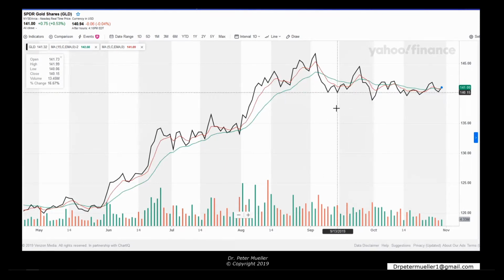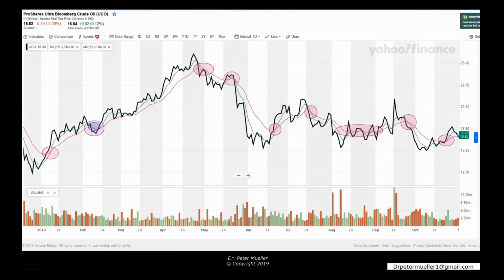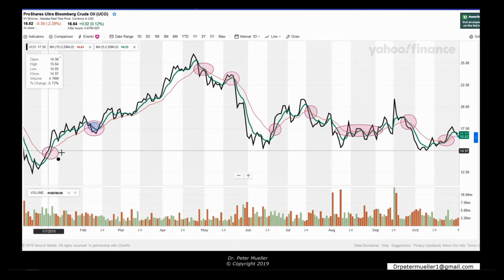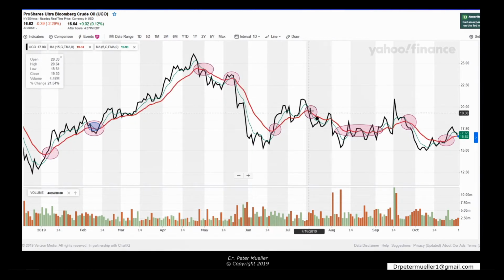In order to demonstrate the crossover phenomenon, I have prepared another chart. I'm using UCO, which is a leveraged ETF, which reflects the oil price. I've taken a 1-year chart, and as you can see, I have a 15-day exponential moving average in red, and I have a 5-day moving average in green. These are the same two intervals I had, and here I have highlighted the crossover points during the year. And as you can see, if you would use those crossover points, you could have made some money.